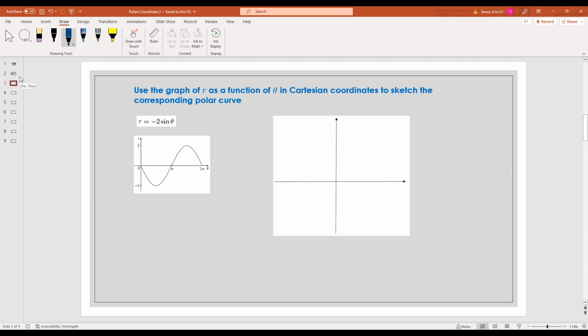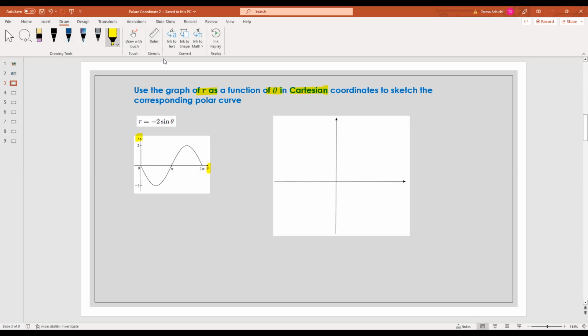But now we are going to take a look in a different way. So what is the different way here? The different way is I'm going to use the graph of r as a function of theta in the Cartesian coordinates. So here, take a look. This is similar to the x coordinates, and this is the y coordinates here.